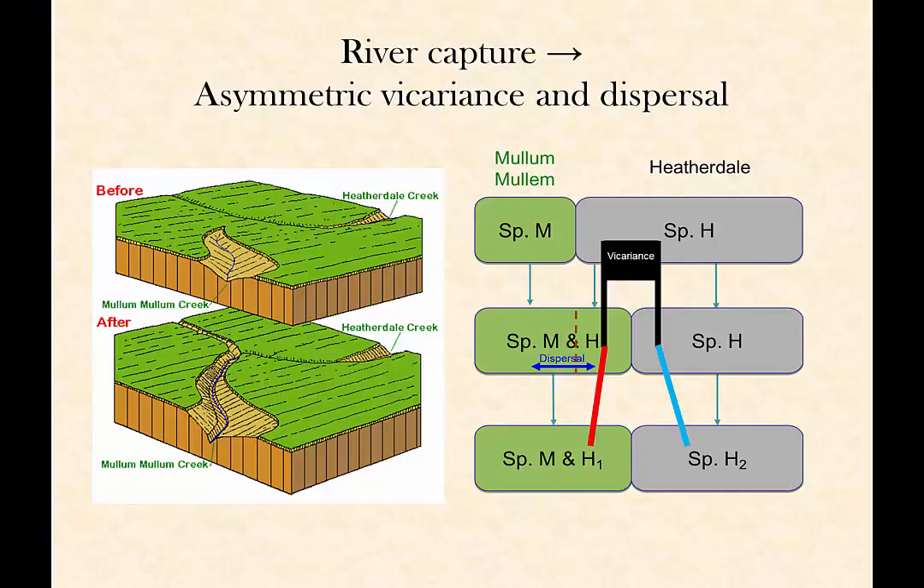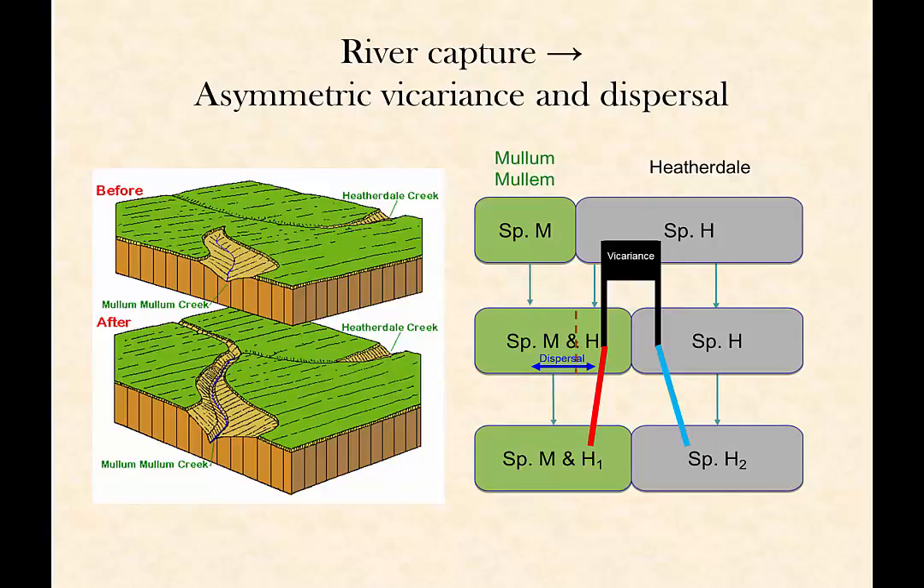So here's the original situation. This is a real example in North America, although the species on the right-hand side is just hypothesis. We've got the Heatherdale Creek here, flowing this direction, and then we've got the Mullum Mullum Creek here. And as you can see, this is an eroding creek. It's eroding its way this way, and eventually it cuts into this stream, and because it's got a steeper gradient than this stream, the water which used to flow down there now goes down there.